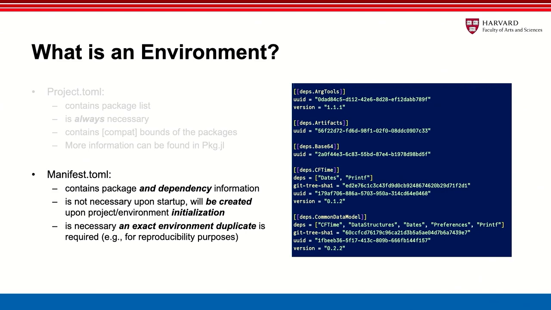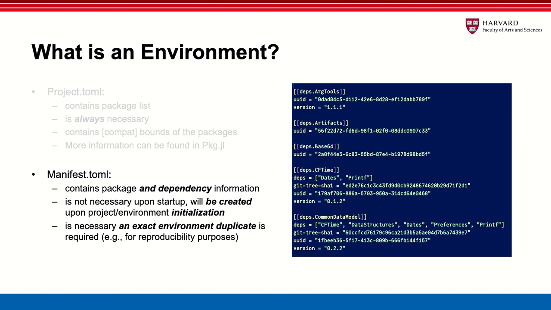What a manifest does is specify exactly what the versions and the links of the packages are on your personal computer. So if you give someone the manifest.toml and they compile the project with it, they will be installing exactly the same versions of the packages that you are using. The exact versions they install will be the same as what you have installed on your computer.